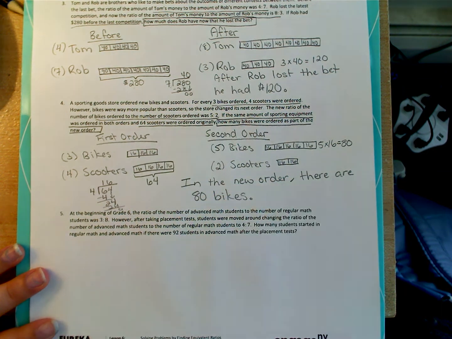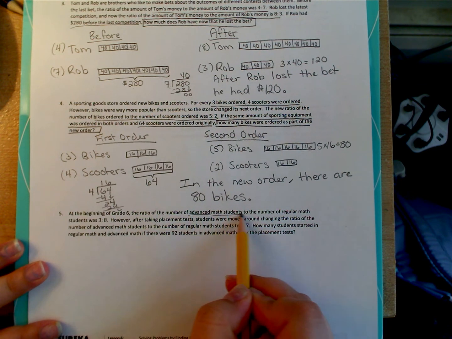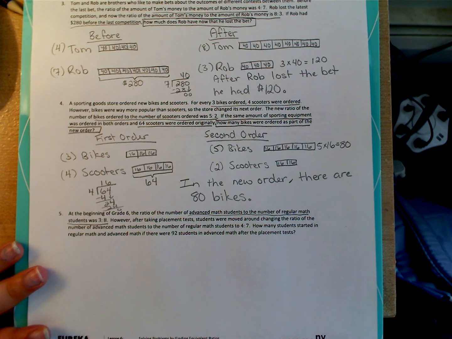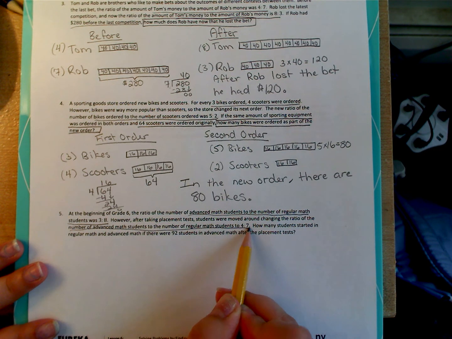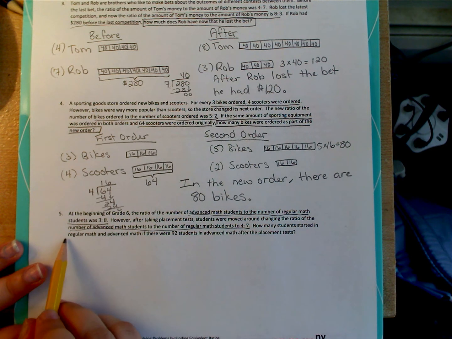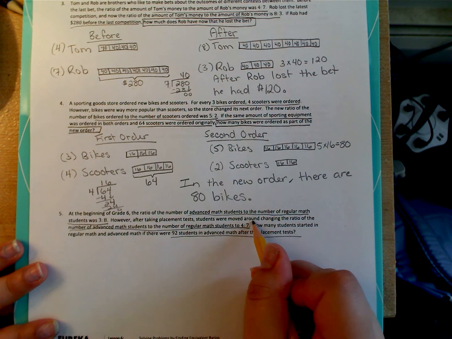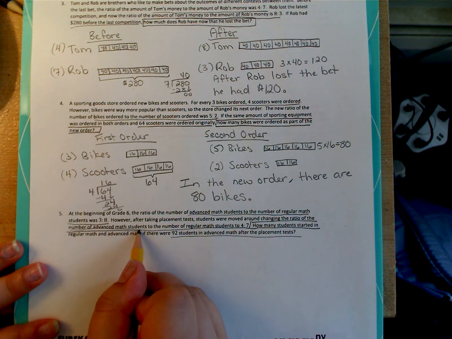Good. Now let's look at number 5. At the beginning of grade 6, the ratio of the number of advanced math students to the number of regular math students was 3 to 8. However, after taking placement tests, students were moved around, changing the ratio of advanced math students to the number of regular math students to 4 to 7. How many students started in regular math and advanced math if there were 92 students in advanced math after the placement test? So we're trying to find out how many students started in regular math and advanced math.